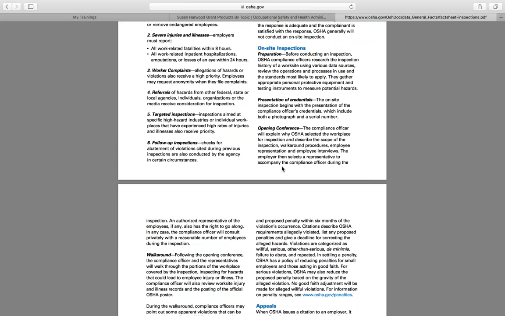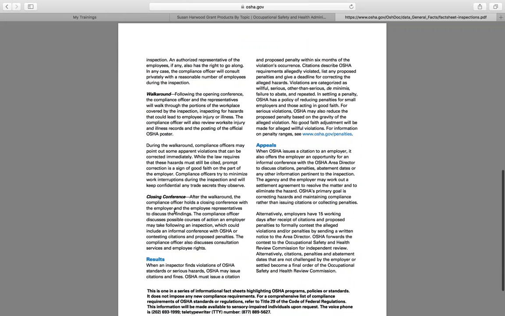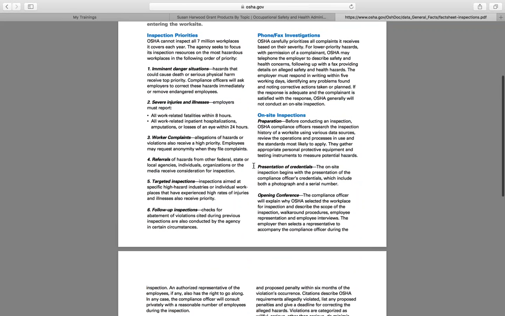Then the next step would be an opening conference. The third step would be a walk-around or inspection. And the fourth step is going to be a closing conference. So let me go through them again, folks. We're going to start with the first step. They prepare, but the 4 steps of the visit are: they present credentials, which is step 1.